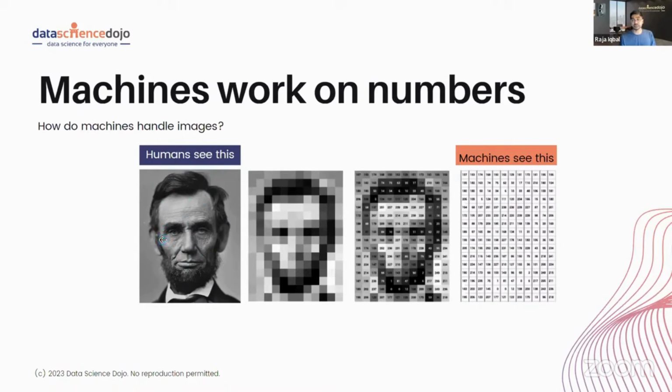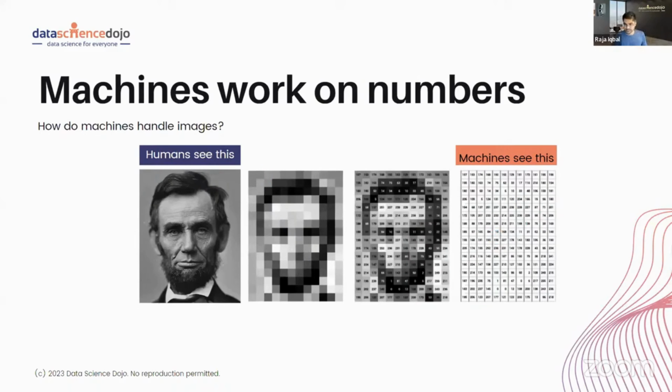So computers work on numbers, right? Whether you're giving them actual numbers, or some piece of text, or some images, some pixel values, really anything. This is what humans see. And on the other end of the spectrum, when this image goes to a machine, it sees this.